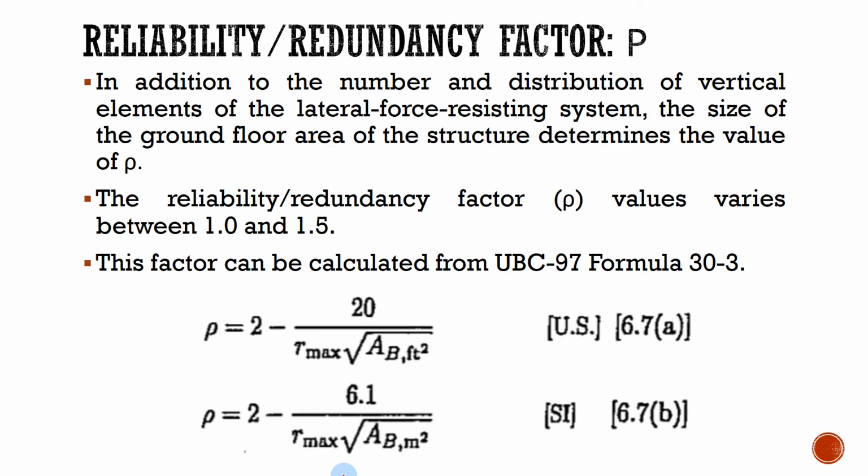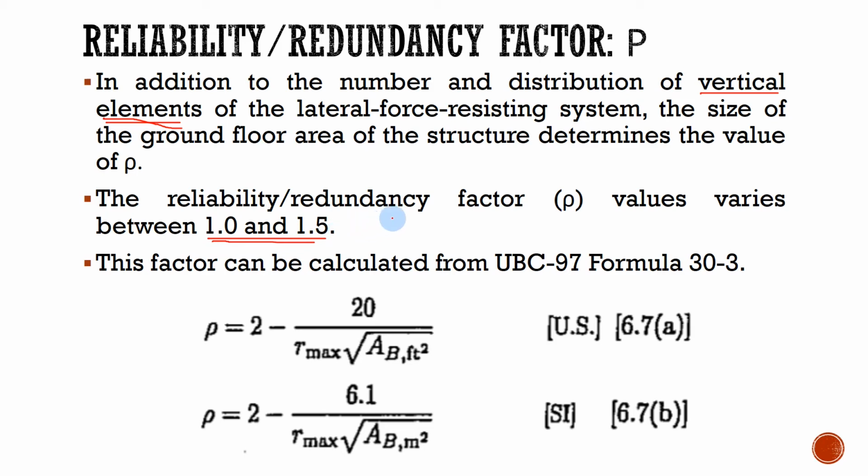In addition to the number and distribution of vertical elements of the lateral force resisting system, the size of the ground floor area of the structure determines the value of rho. He emphasizes vertical elements, which for structures are usually columns. The reliability or redundancy factor, rho, varies from 1 to 1.5. That is the range, 1 to 1.5.